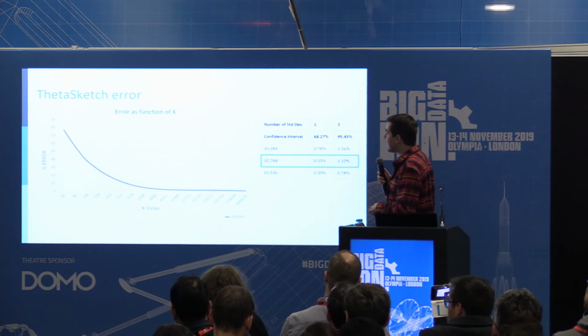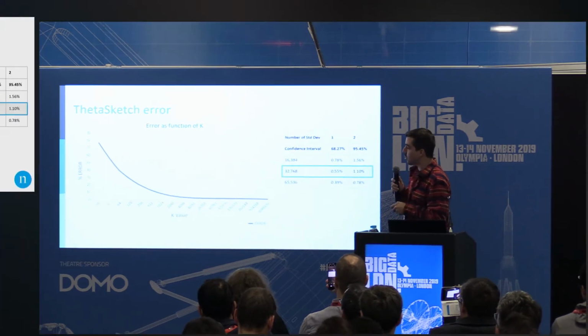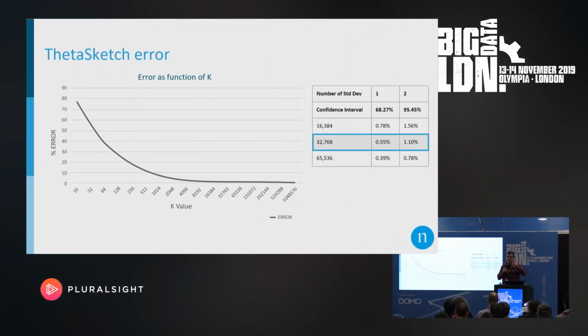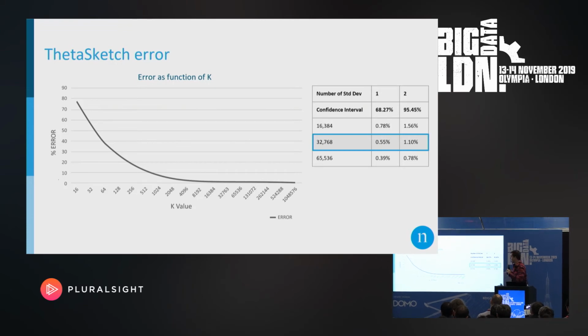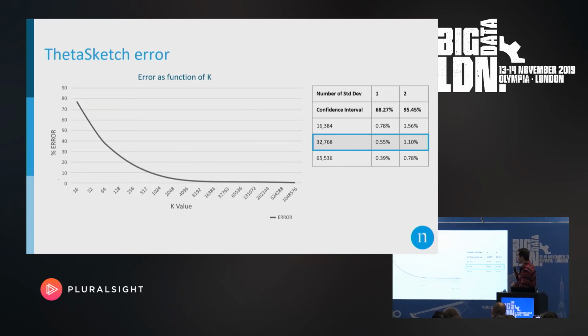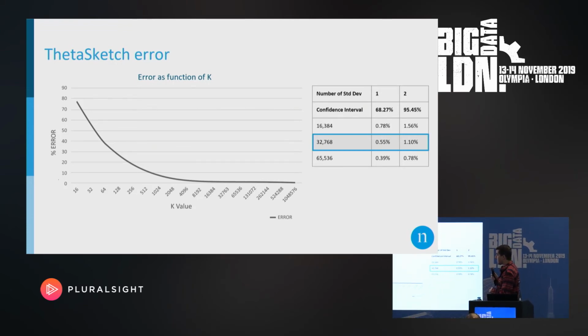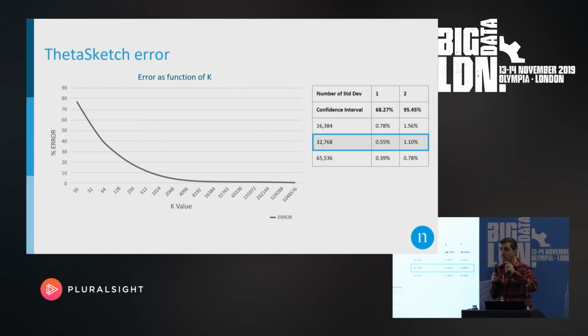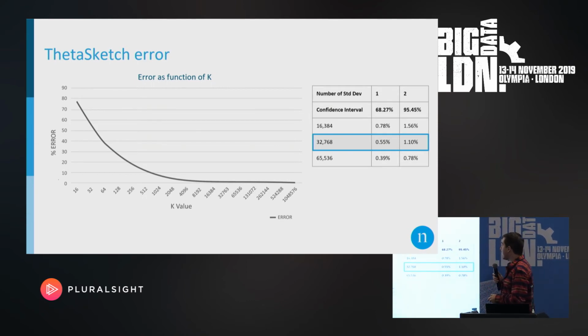But as you can see here, there is a very strong correlation between the k value and the errors that you can get. And even for relatively small k's, like 32,000, so storing only 32,000 elements from your entire universe, you can get an error which is less than 1% for most of the cases.